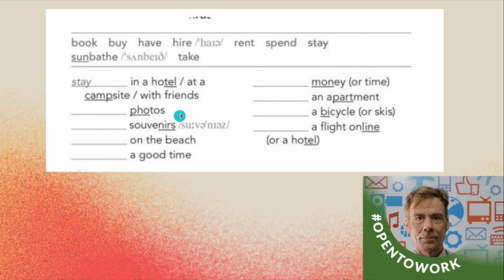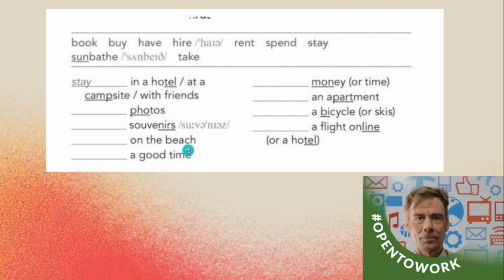Next, photos. What is the verb we use with photographs? The correct verb is take. Take photos. Souvenirs. This might be a new word for some people. A souvenir is something you buy to remind yourself of your vacation. And I've given you the verb there. The verb is buy. You buy souvenirs.